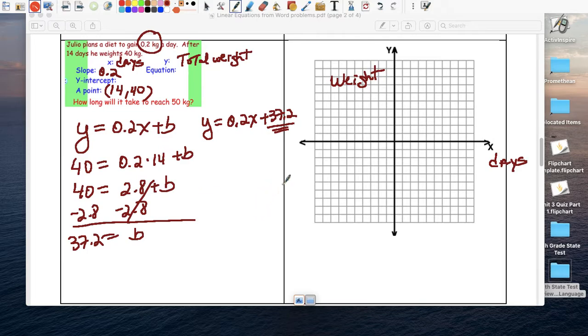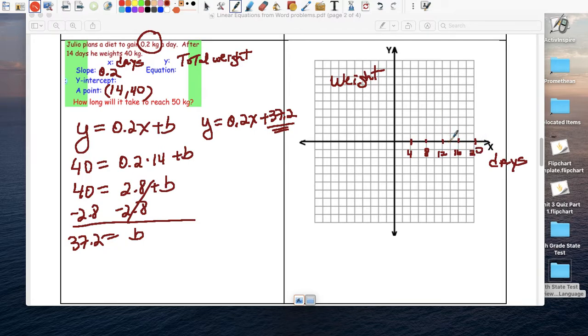So how are we going to graph this? The days, how many days do we have to go? 14. Well, we don't have to go to 14, but let's do the same thing we did in the previous problem. So we're going to go 2, this is 4 again, this is 8, this is 12, this is 16.